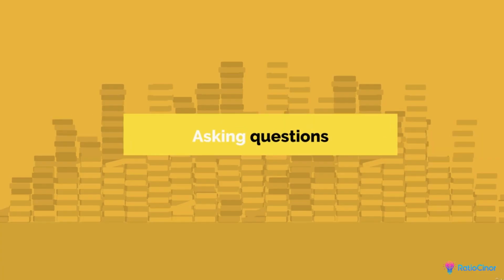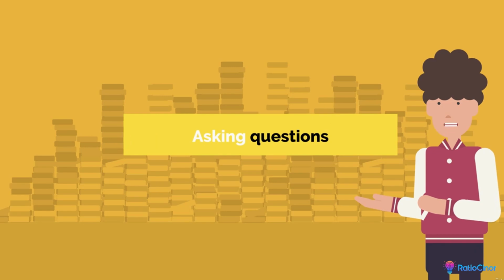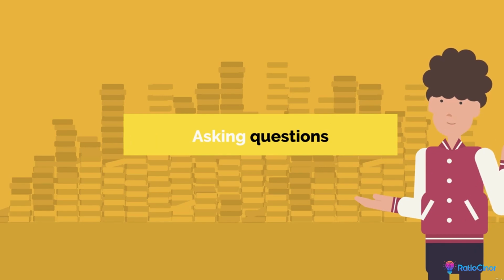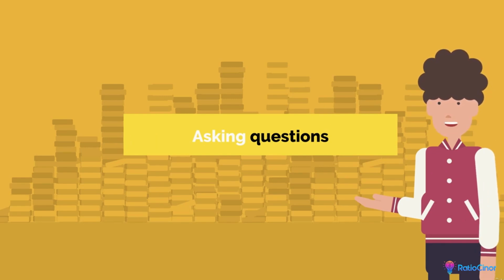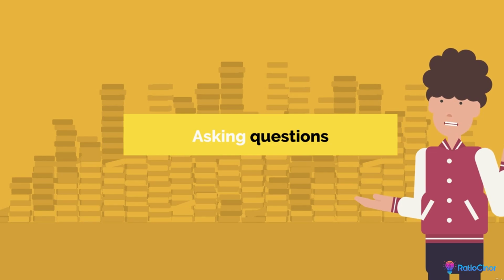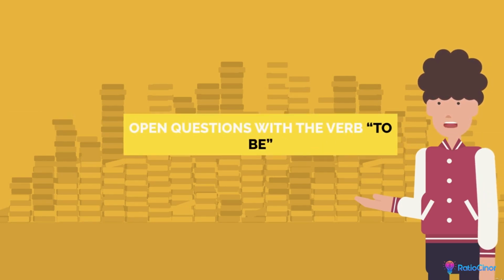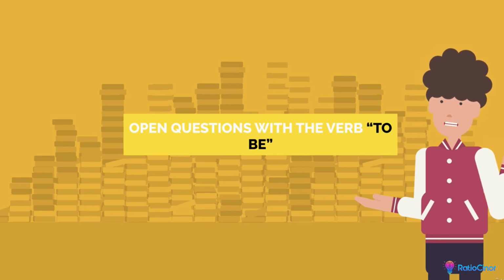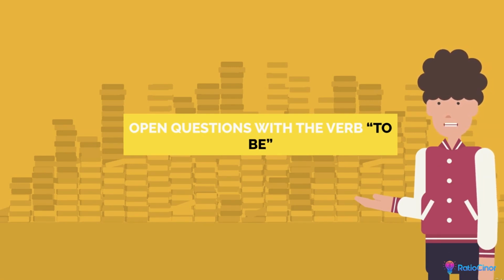Asking questions. Use question words such as what, who, when, and where to ask open questions that can't be answered with yes or no. Open questions with the verb to be. The question word is at the beginning of the question. It is usually followed by the verb to be.